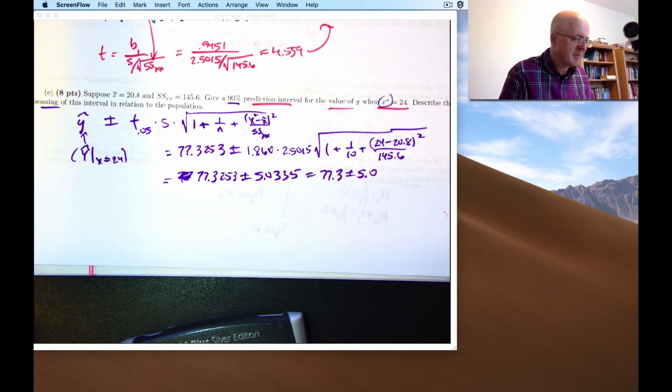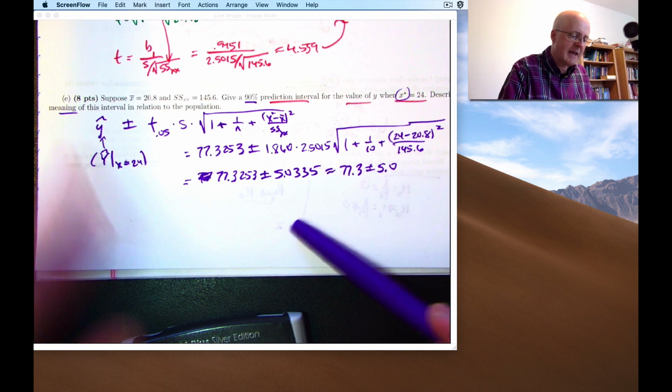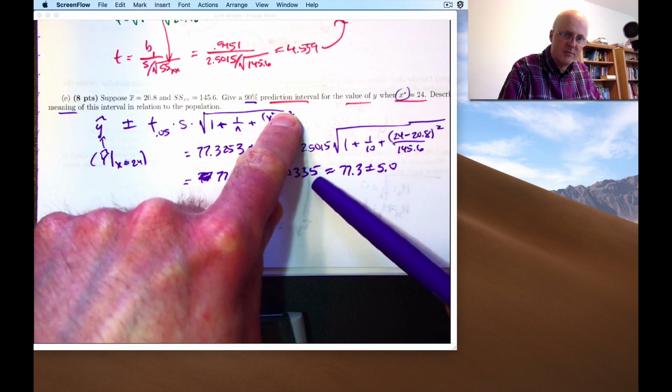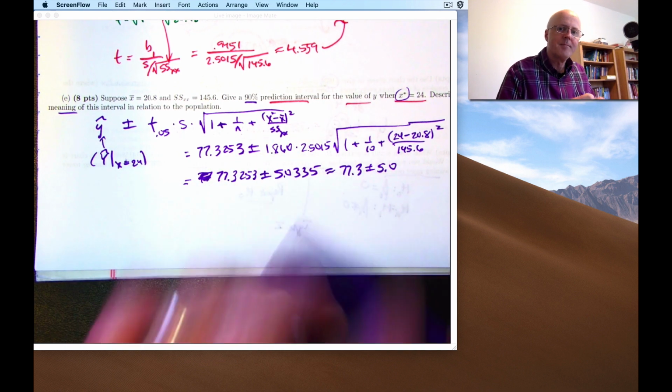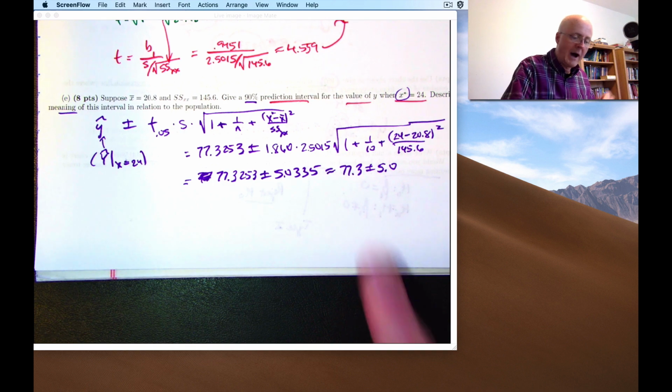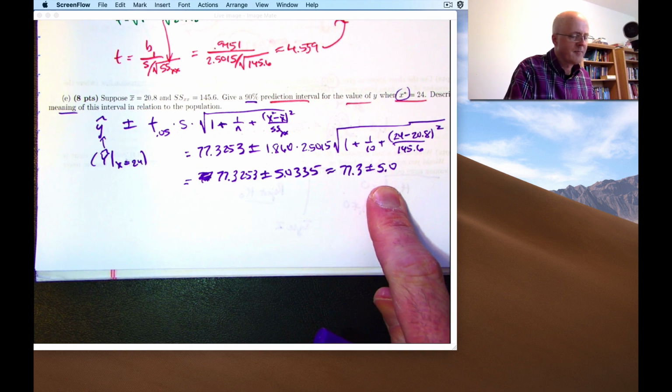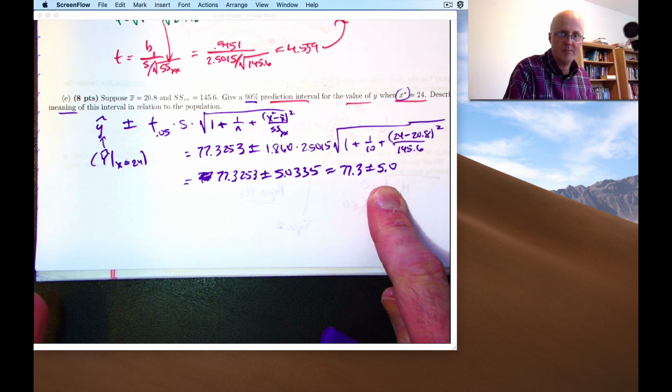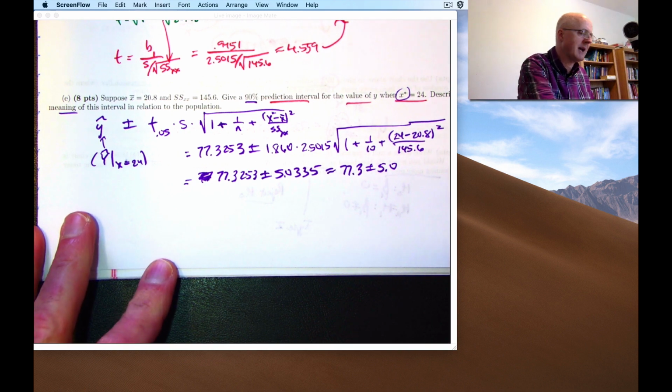I'm not saying what the application is here, but as far as interpreting this, you'd say this is a prediction interval for y. We're 90% confident, based on this sample data, a random sample from a bigger population, that the next time x happens to be 24, y will be in this range here. From, I guess we can do it in our head, 72.3 to 82.3. Okay, whatever the application happens to be.